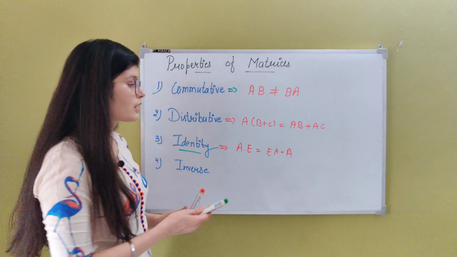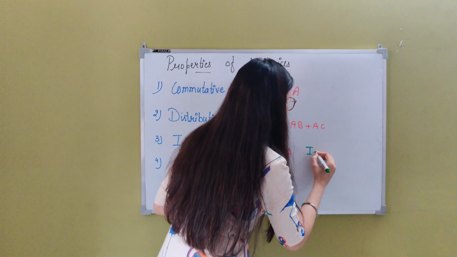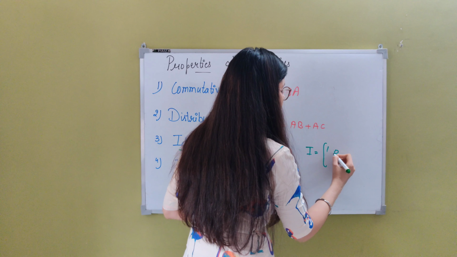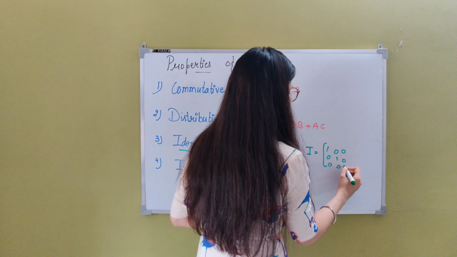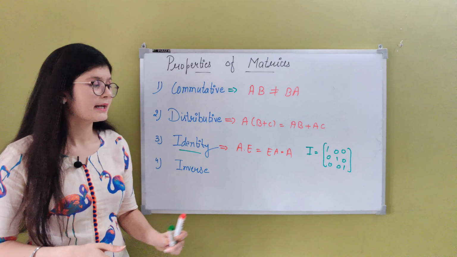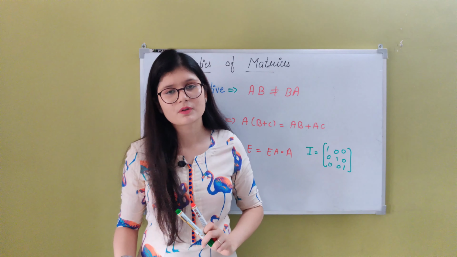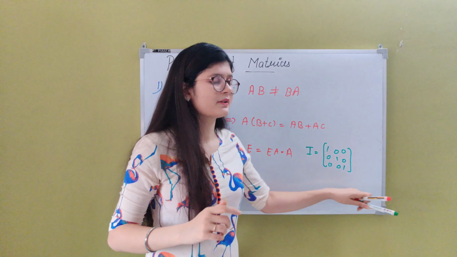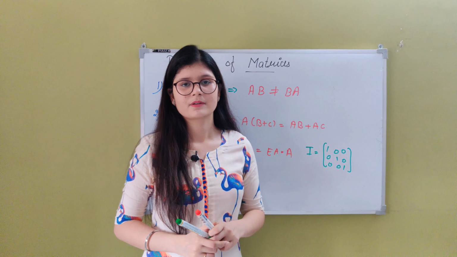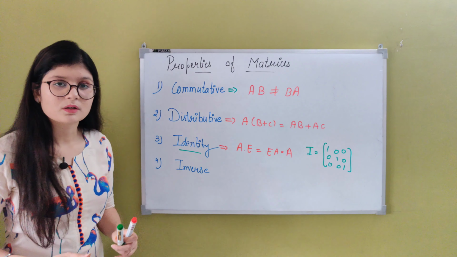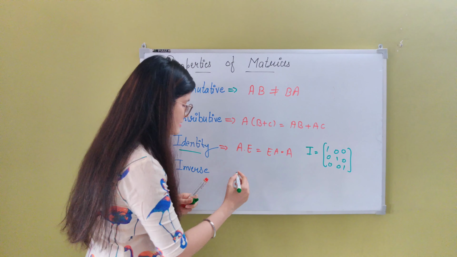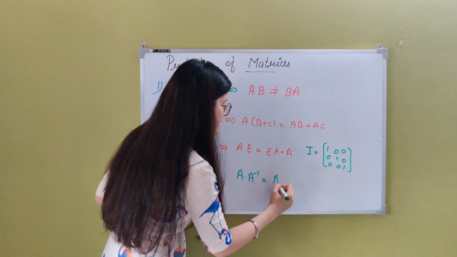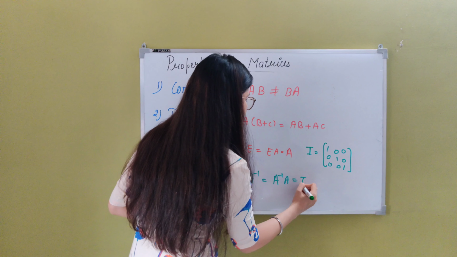And here your identity will be capital I, that I told you, the identity matrix itself, that is 1 0 0, 0 1 0 and 0 0 1. If you multiply the identity matrix with any matrix, you get the same matrix. So the multiplicative identity is itself an identity matrix. Okay, and now the inverse. The inverse property is: A into A inverse is equal to A inverse into A is equal to I.